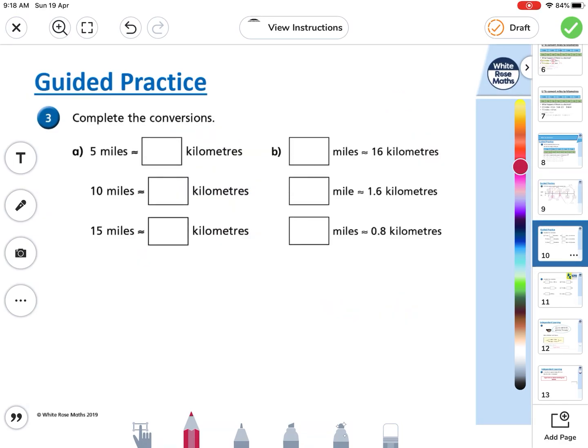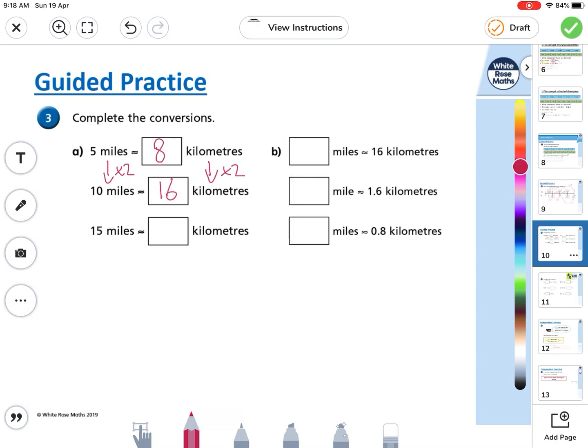Okay, complete the conversions. Well, I know that 5 miles is 8 kilometres. That's been stated again and again. So this is a bit like timesing by 2. So 5 times 2 is 10. 8 times 2 is 16.